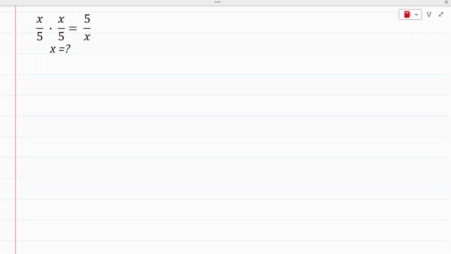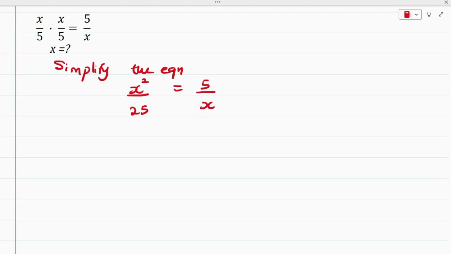So right here we have this nice Math Olympiad question. We have to solve for the value of x. The first thing you want to do is to simplify the equation. Simplifying this equation, we have x multiply x, which is x squared, over 5 multiply 5, which is 25, equal to 5 over x.